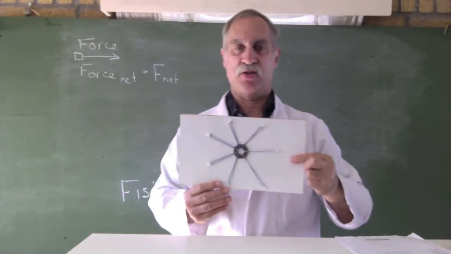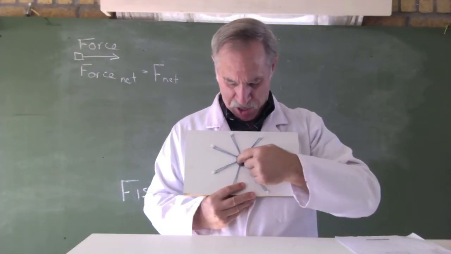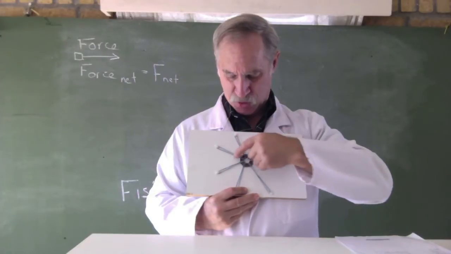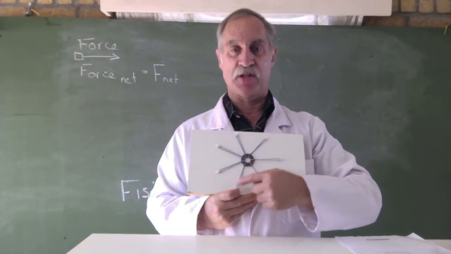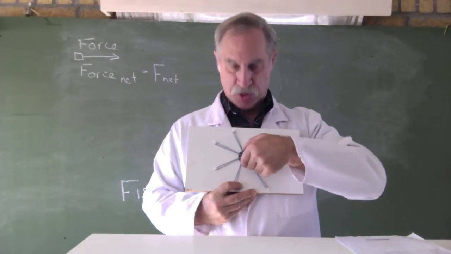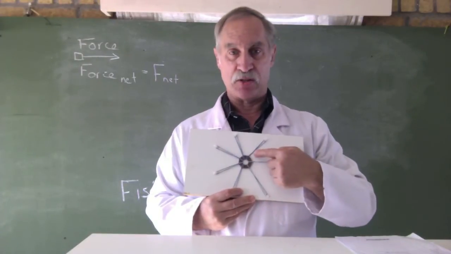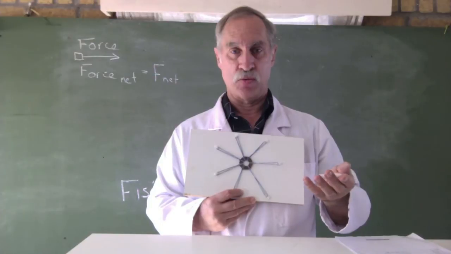Okay, let's take this as an example. Here we have a ring. It's being pulled by many forces or elastics, all equivalent elastics. You'll notice that this washer is not moving. Forces are balanced. There's no net force.